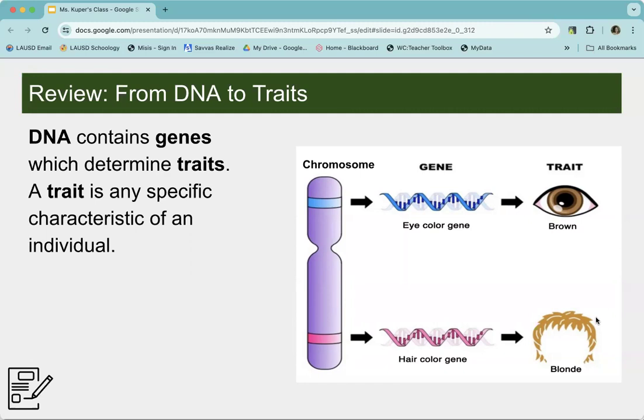So the protein, for example, melanin, determines how dark or light your skin is going to be. Melanin also determines how brown your hair is going to be. Melanin also determines the color of your eyes, for some of us that have brown eyes. So melanin is a protein that is coded for by a gene and ultimately leads to a trait. So that's kind of how, in a nutshell, our DNA makes us who we are.